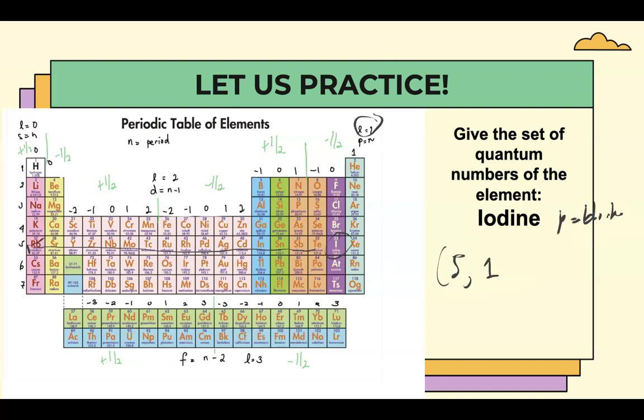And then next is the M sub L. So the M sub L is whatever corresponds to it here in our orbital diagram. So that's 0. And lastly, M sub S is negative 1/2 because it's on the right side. Right? So that's it. Now, how about if we have an example on the D block?